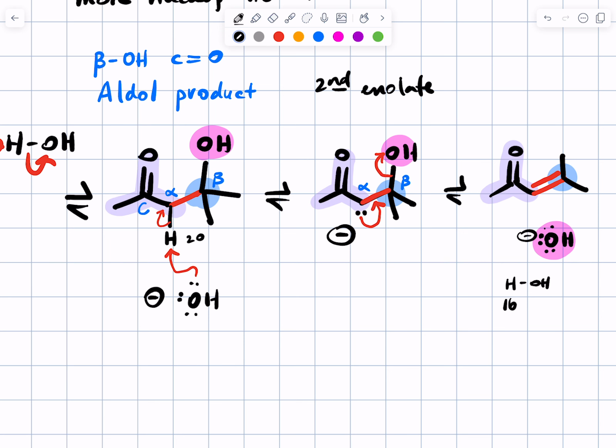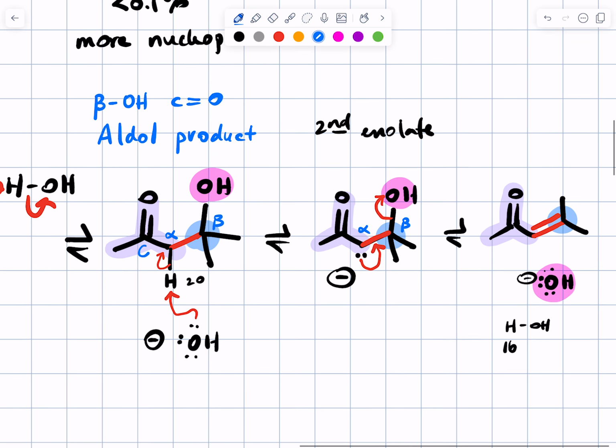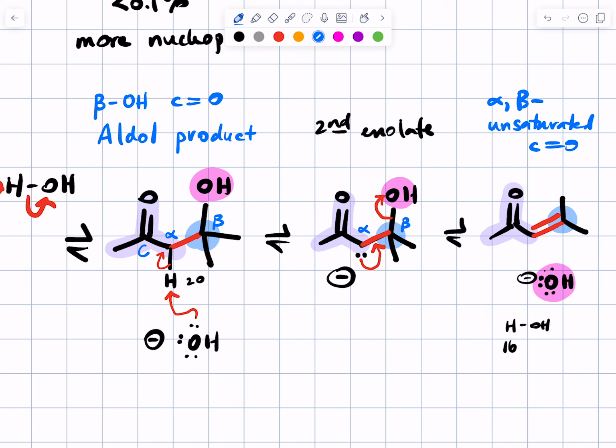And the second product that we get, or rather what I've drawn here, is actually an example of something you've seen before. This is an alpha-beta unsaturated carbonyl compound, and it is also an aldol product. Okay, questions?